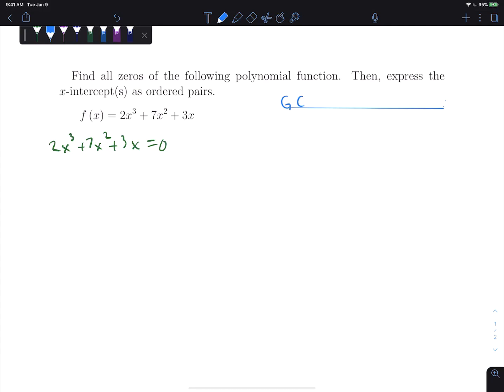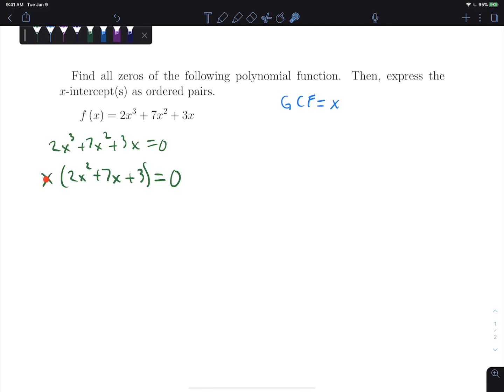In this function, the greatest common factor is going to be just x. Now, the reason that it's x is, notice that 2, 7, and 3, they don't share any common factors, so there isn't a coefficient. But there's an x cubed, x squared, and x, so the greatest common factor is x. We always want to look for the smallest exponent. That means that we're going to factor out the x and divide every term by x, which means reduce its degree by 1, which is going to give us 2x squared plus 7x plus 3. And then set all of that equal to 0.